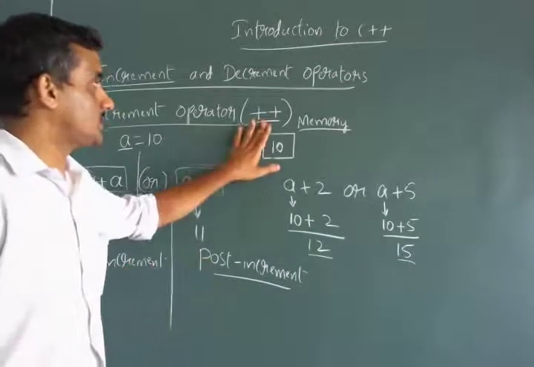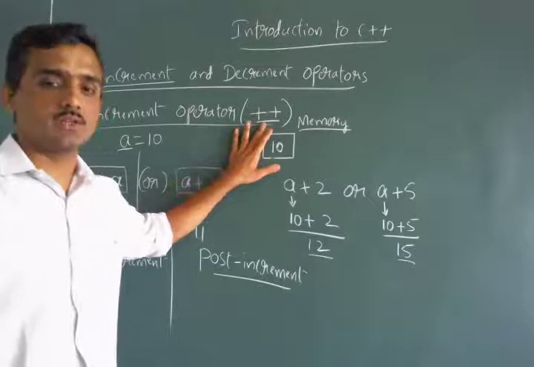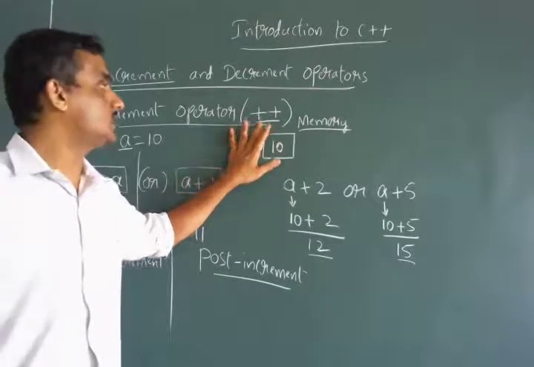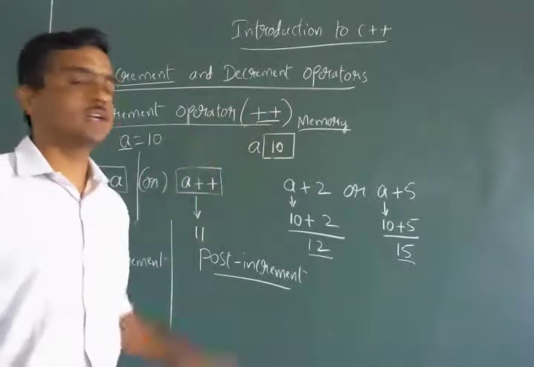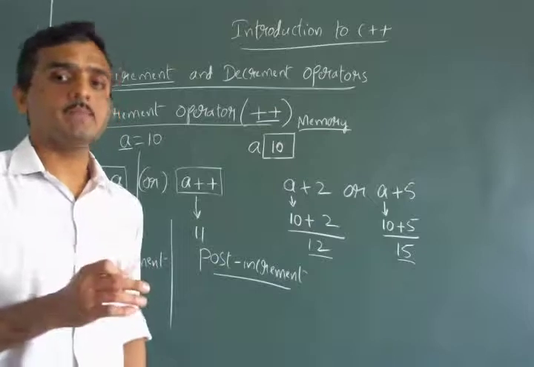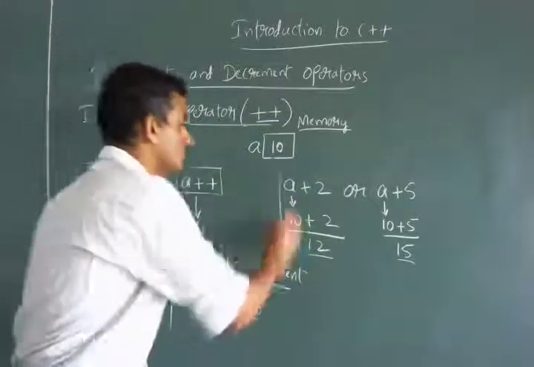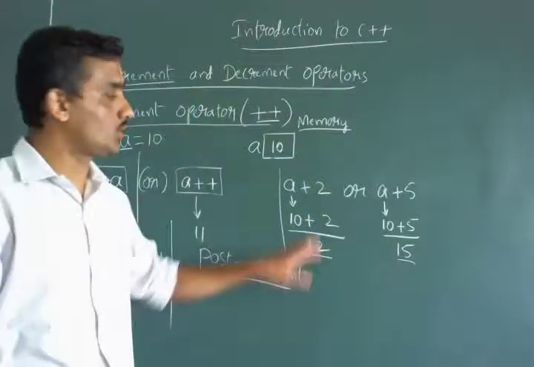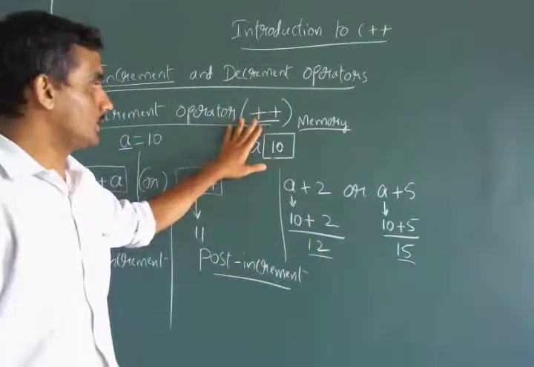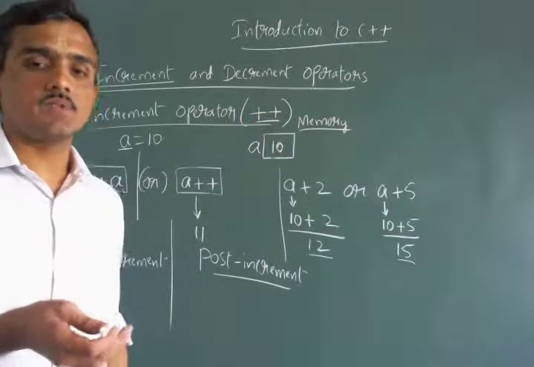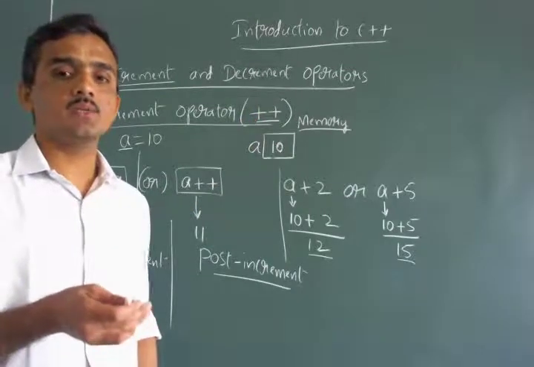Listen. ++, we have to use two times continuously without a space. That is called the increment operator. It comes under arithmetic operators only, but it will not do normal addition like using the plus symbol. So only I have given this example. It will not do normal addition. So it is called the increment operator. Increment means increase the value. So here it increases the value by 1.